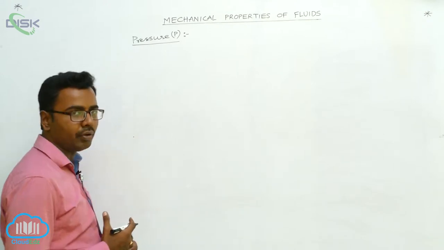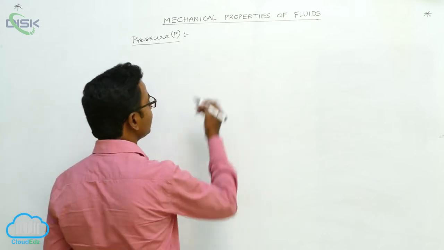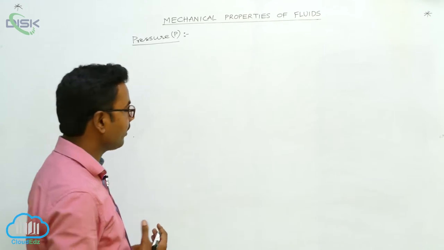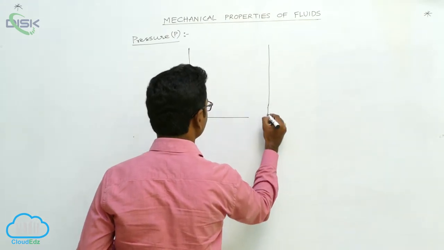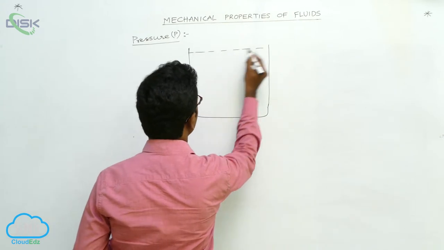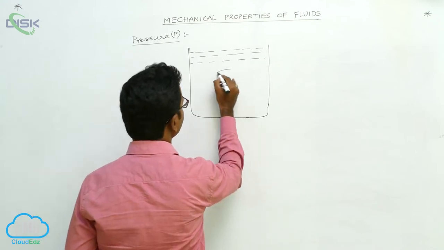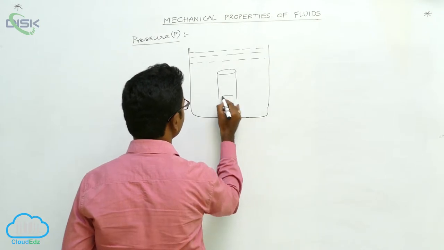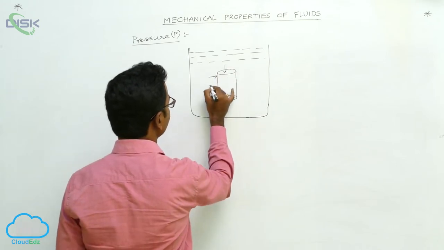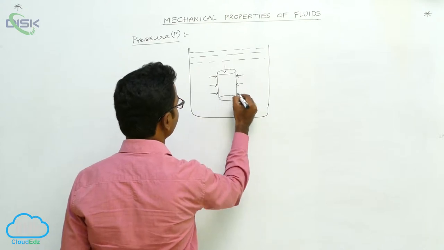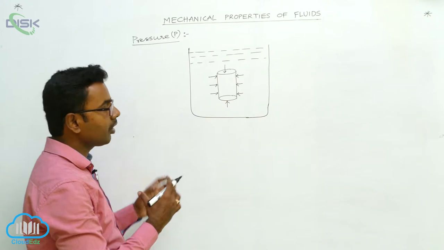Basically, how is pressure defined? Pressure is nothing but the force applied per unit area. How does a fluid or a liquid exert pressure? Let us try to understand. Now, we consider a container which contains a liquid or a gas, a fluid. In this, we consider an object. On this object, at any point, the force acts perpendicular to its surface in all directions. This object experiences force in all directions perpendicular to its surface.